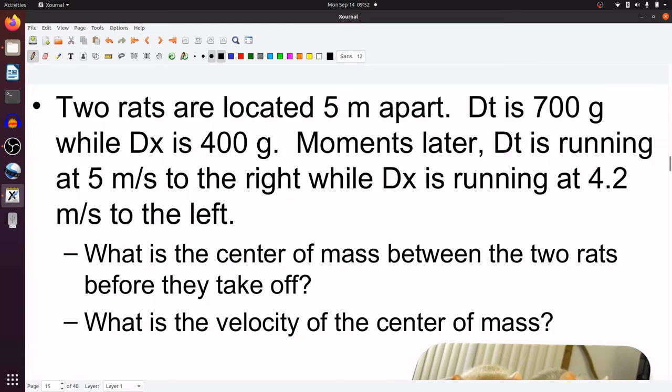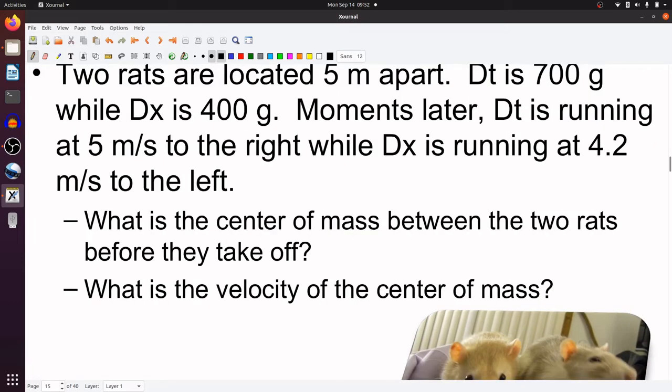So they're located 5 meters apart. Basically, you have to put somebody at the origin. I generally will put DT there. Your book problem will generally say who's going to be at the origin. So DT is going to be at x1 equals 0. And so I take M1, which is 0.7 kilograms, times x1, which is 0, plus DX. DX is lighter, around 0.4 kilograms, and it was 5 meters away.